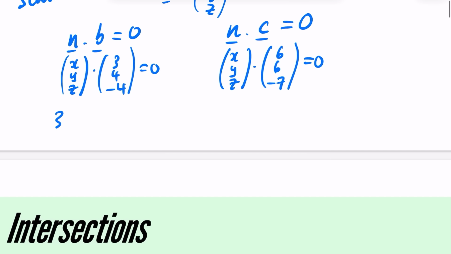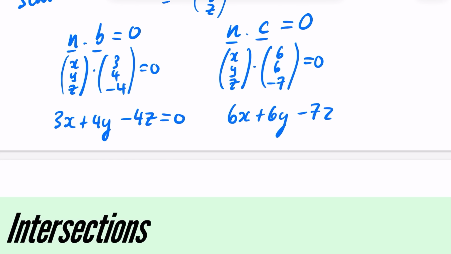When you do the dot product, you get your 3x plus 4y minus 4z is equal to 0 for this. And then you get your 6x plus 6y minus 7z is equal to 0. And all we're really trying to do is find a value of x, y, and z that make both of these equations true. That's the only thing we're really trying to do here.